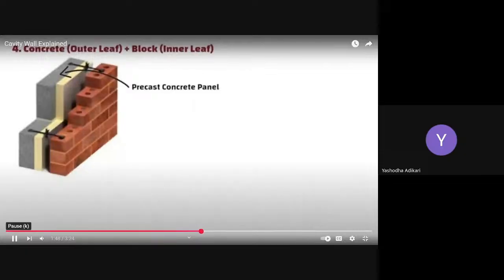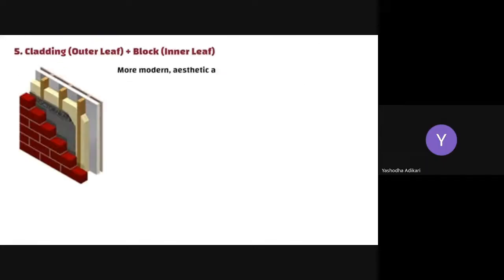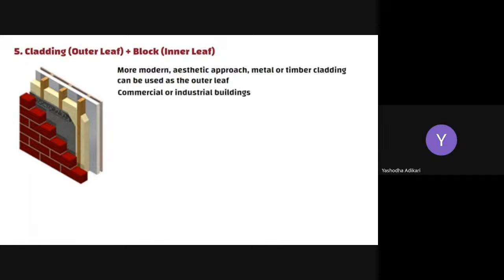Precast panels or cast-in-place concrete can be used for the outer leaf in modern industrial designs, offering excellent weather resistance. Cladding plus block. For a more modern aesthetic approach, metal or timber cladding can be used as the outer leaf. This combination is often seen in commercial or industrial buildings.